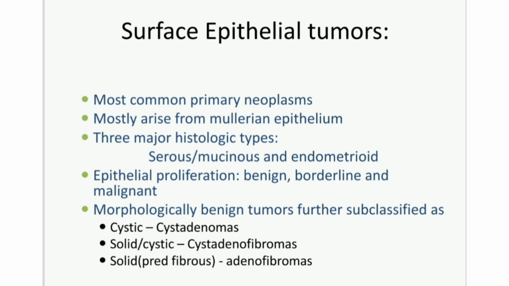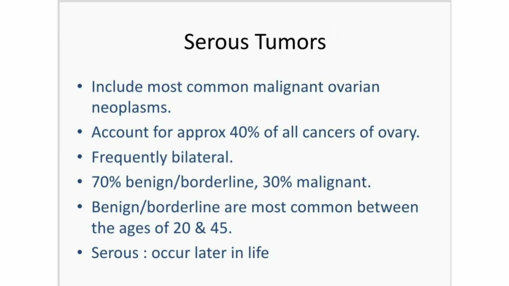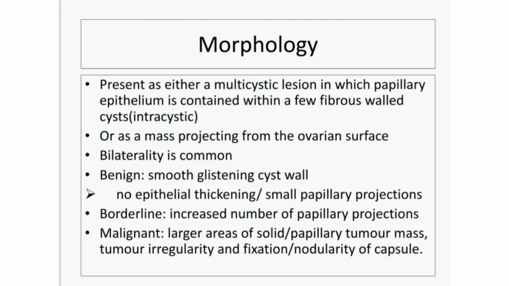Surface epithelial tumors are the most common primary neoplasms. There are three major histologic types: serous, mucinous, endometrioid. Serous tumors mostly include the common malignant ovarian neoplasms. They are frequently bilateral and account for 40% of all cancers of the ovary. They may present as a multicystic lesion.